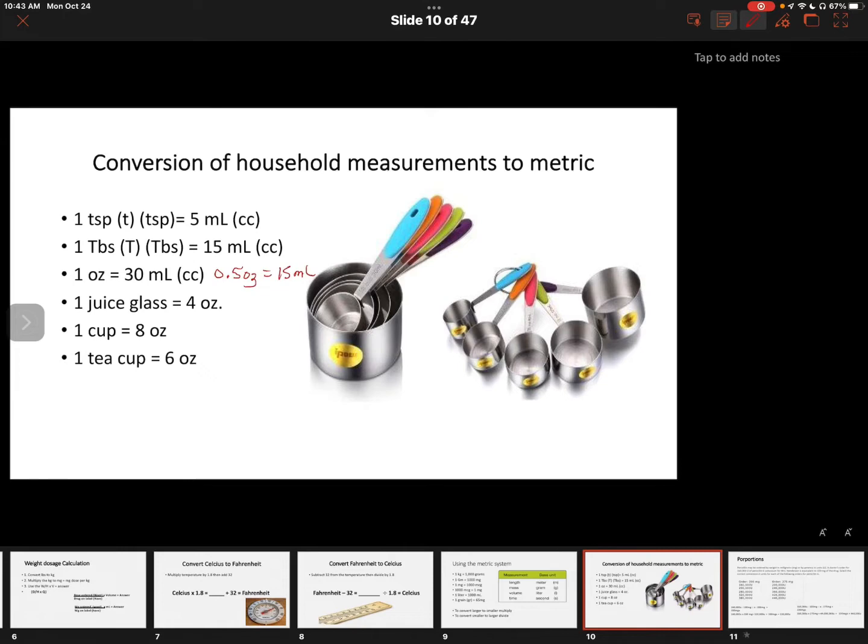1 juice glass equals 4 ounces. 4 ounces equals 120 milliliters. I know that because I took 30 milliliters for every ounce, multiplied it by 4, and I came up with 120 milliliters. 1 cup equals 8 ounces. That's 240 milliliters. 1 teacup equals 6 ounces. It's 180 milliliters. So you have to be able to break this down quickly.